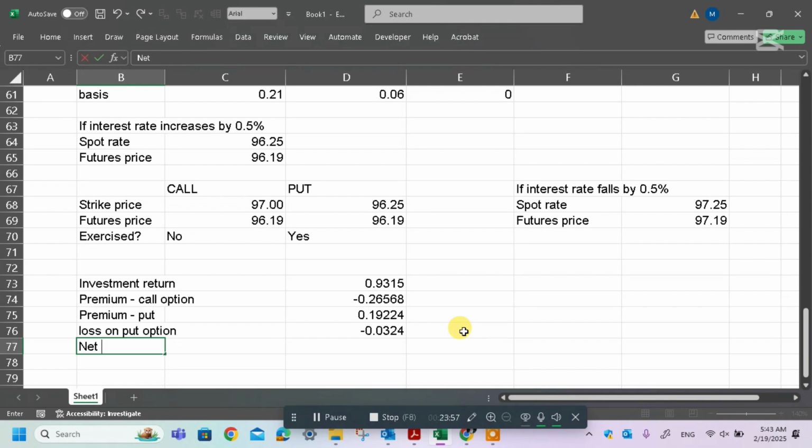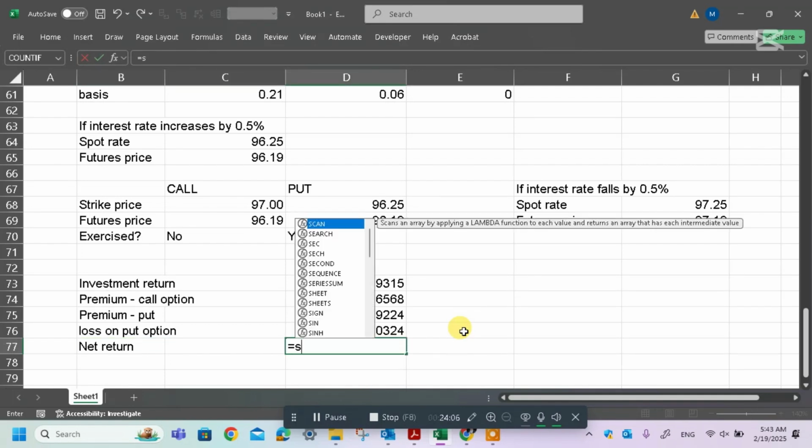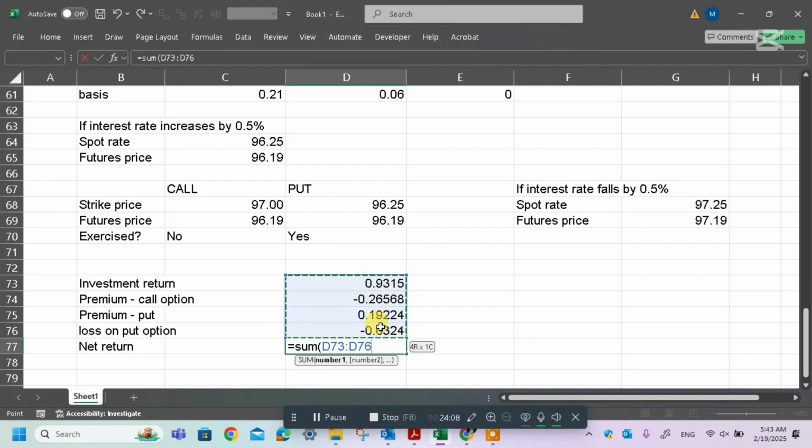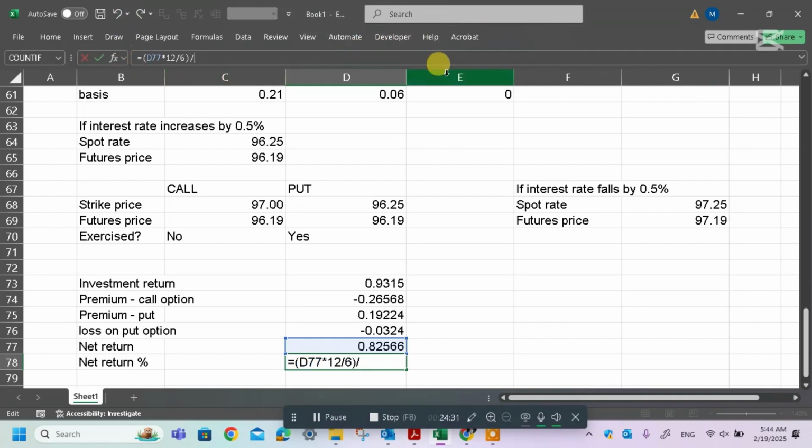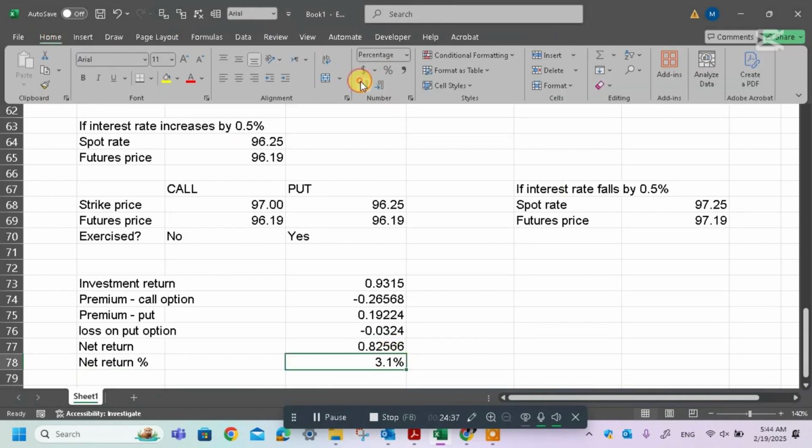So net investment return or net return, sum of all this. I can give it as a percentage, net return percentage. This amount is a 6 months return, multiply by 12 by 6 to get the annual return, and then the whole amount you divide by 54 million. So effectively 3.058 percentage comes as the net return to you.